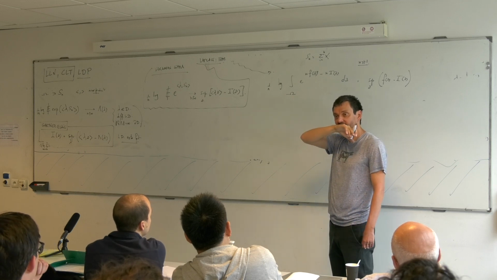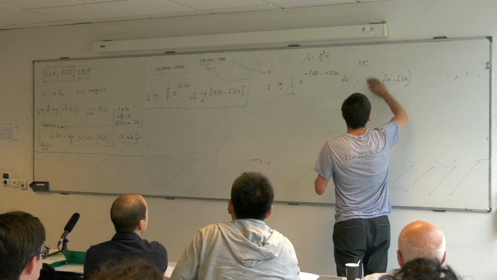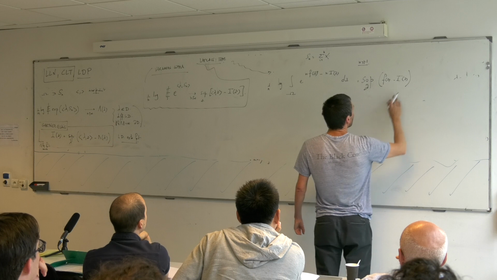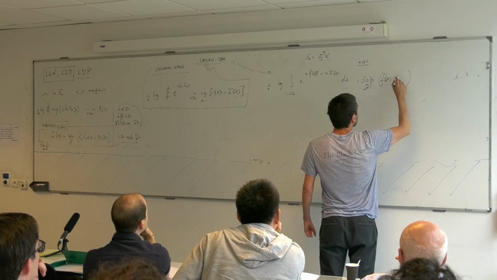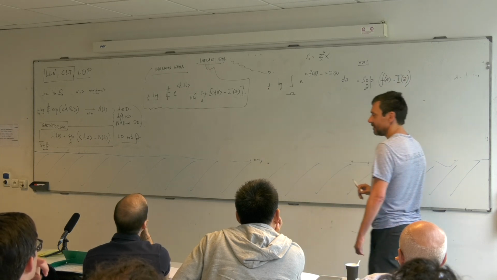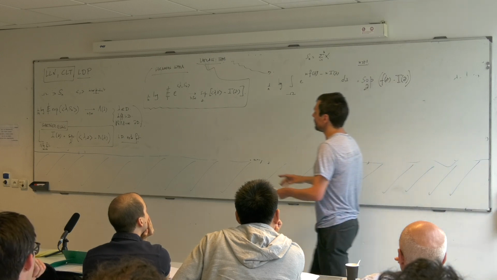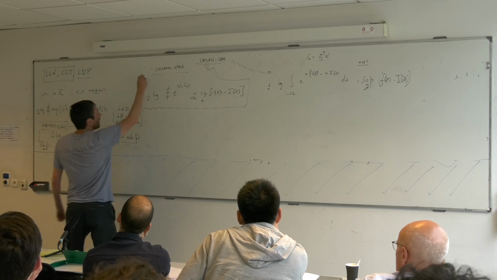Yes, there was a question somewhere. Could you write it? Okay, sorry. Like that. And this is just f of a minus I of a. Okay. Now, there is another, so this is Gärtner-Ellis, and I'm just introducing these things today, but we will use them in the next classes.